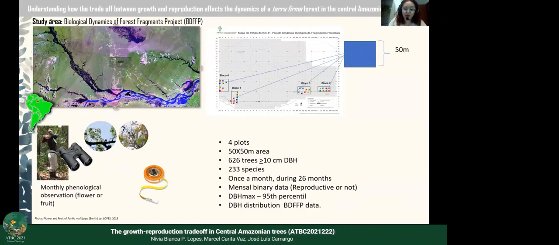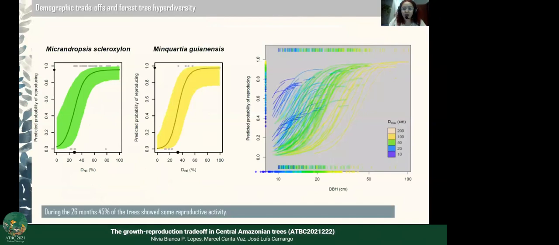After 26 months, 45% of all trees showed at least one reproductive event. With this reproductive data, we fit hierarchical Bayesian models that describe the probability of reproduction for each tree along the y-axis as a function of its size, diameter at breast height, represented by the x-axis. Each curve represents a species.